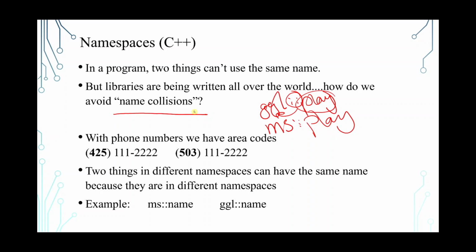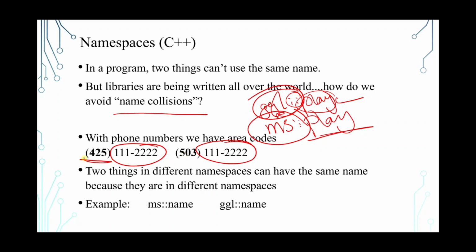So two things in different namespaces can have the same name. I created a namespace ggl and another namespace ms. If I want to use play from Google, I can use ggl play. If I want to use it from Microsoft, ms then play. It's like with phone numbers. You can have two phone numbers in different states. What differentiates them is the area code. This one is, for example, in Washington, and this one is in a different state, right?